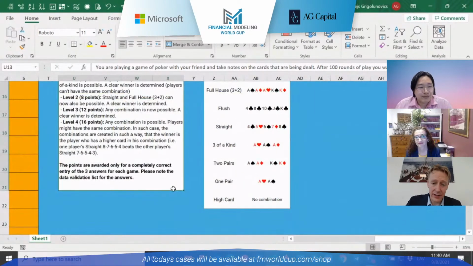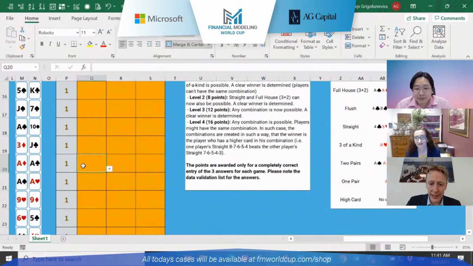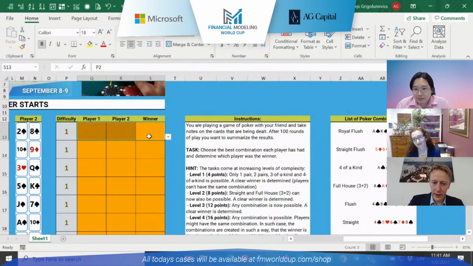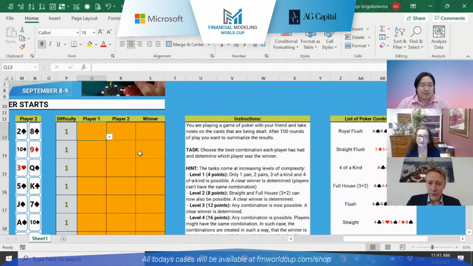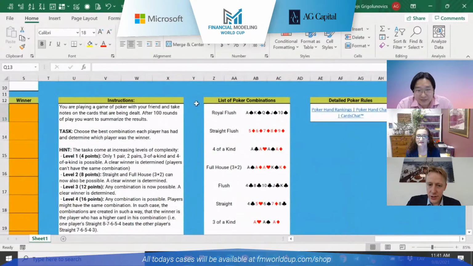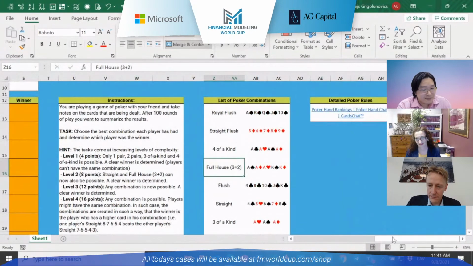Anything else? Yeah, another point, you need to understand that the points are awarded only for a completely correct entry. So, for example, if you score the first player correctly, you have a correct combination for player 2, but you incorrectly decide the winner, then you are not going to receive any points for this hand. So that's how the scoring works over here. And again, the stronger combinations are on top, the weaker combinations are on the bottom. They're all set in the right sequence over here.